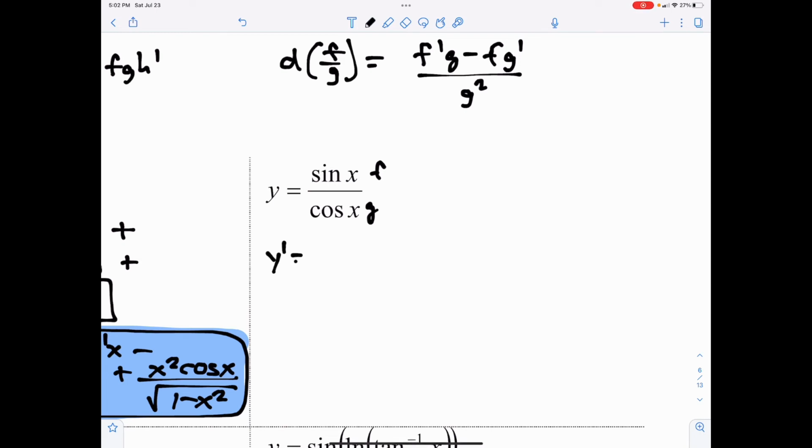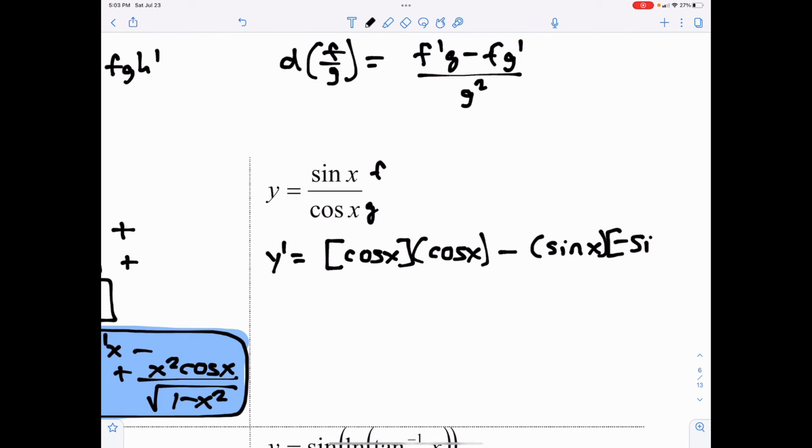So y prime would be, bracket off the derivative of f, so the derivative of sine would be cosine, times the original g function, cosine, minus, not plus this time, the original f function, which was sine of x, times the original derivative of the cosine function, which is negative sine of x, all divided by cosine x squared. Let's clean this up a little bit.